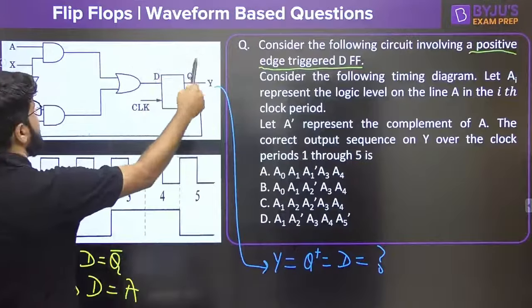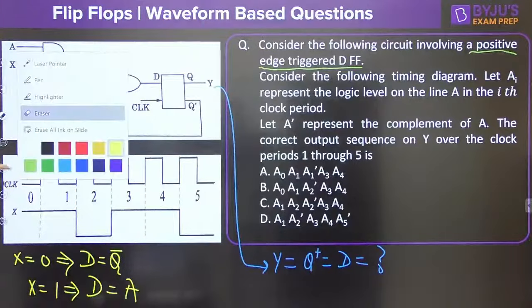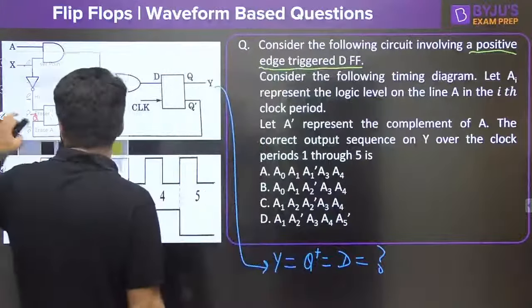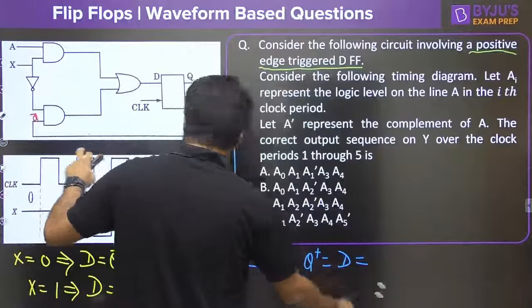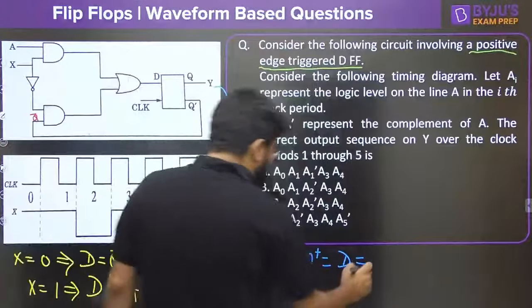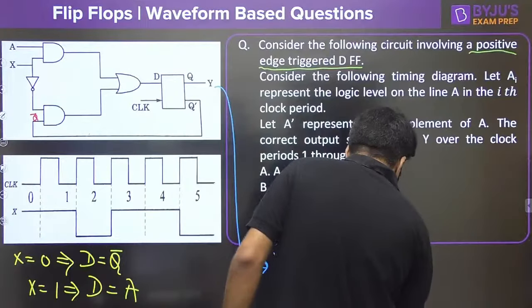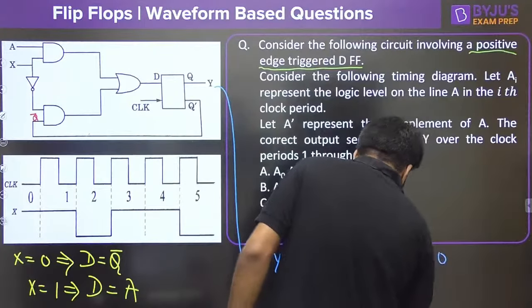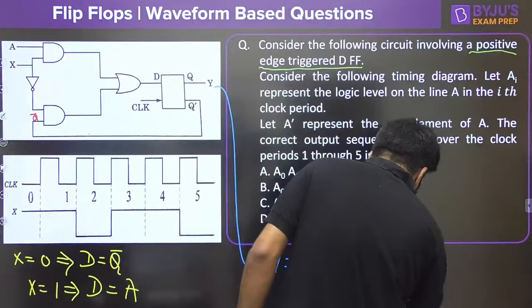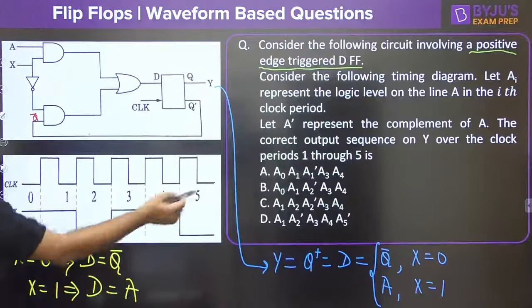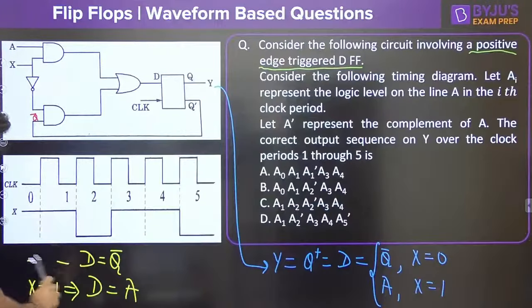Right, so that's it. Let me go and complete it there. The output Y is Q plus, and Q plus is equal to D. Furthermore, D is equal to Q bar if X is 0, and D is equal to A if X is equal to 1. Same thing, I've just copied it here, so let me remove it from here.